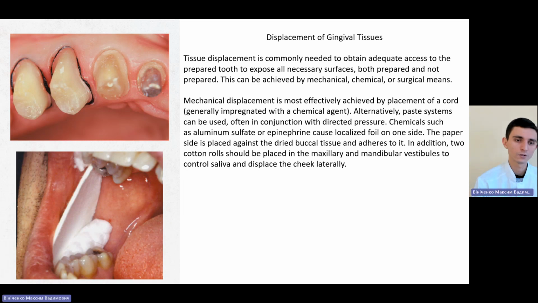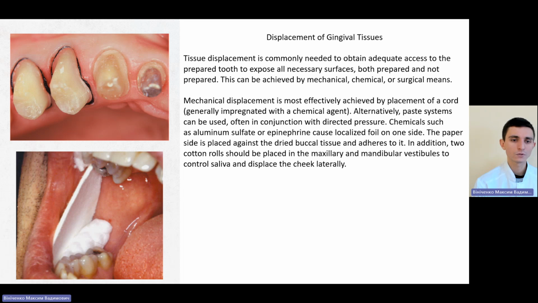Displacement of gingival tissues. Tissue displacement is commonly needed to obtain adequate access to the prepared tooth to expose all necessary surfaces, both prepared and not prepared. This can be achieved by mechanical, chemical, or surgical means. Mechanical displacement is most effectively achieved by placement of a cord. Alternatively, paste systems can be used, often in conjunction with directed pressure.